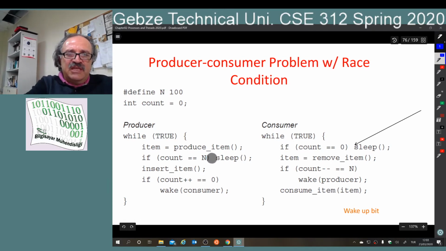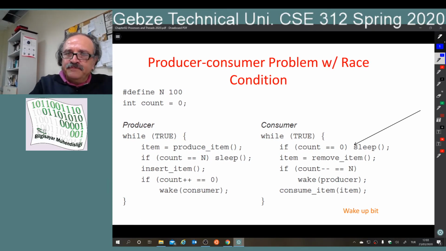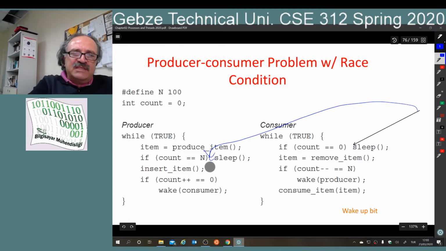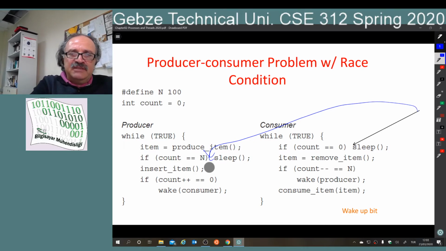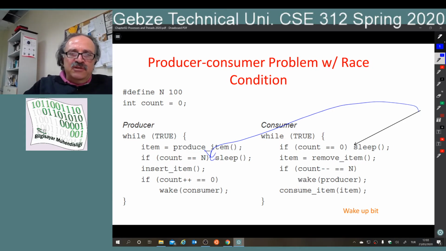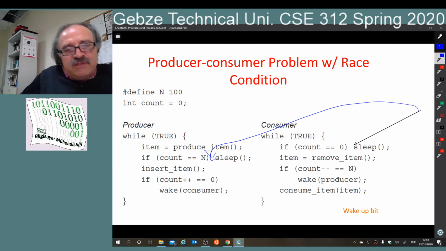If an interrupt happens right at this position, two problems. If the count is n, I'm going to sleep, but before it goes to sleep, let's say a context switch happens, and the producer says, okay, count is n, I will decrement it and I will wake the producer, but the operating system says that nobody is sleeping, so it is ignored, but this one goes to sleep after the context switch. So we need to do something about this.